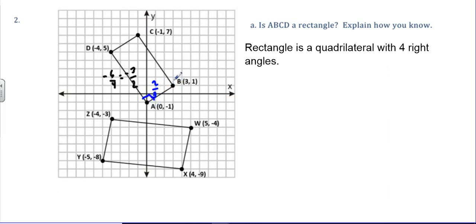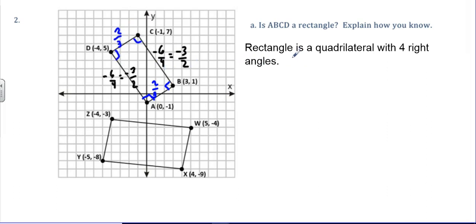From B to C, we'll go up 1, 2, 3, 4, 5, 6, and over 1, 2, 3, 4. The slope of BC then is negative 6 over 4, which simplifies to negative 3 over 2, which is an opposite reciprocal to segment AB. Then from C to D, I'll go down 2 and then over 3. So my slope is a positive 2/3. 2/3 is opposite reciprocal to negative 3 over 2, so I know that I have right angles.